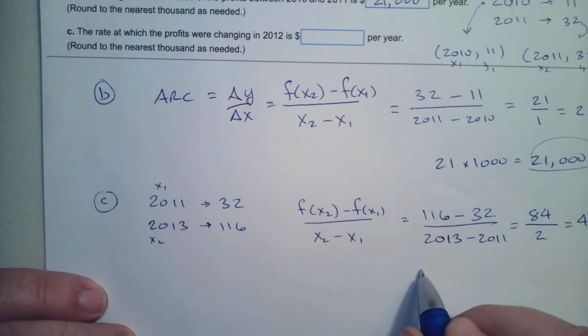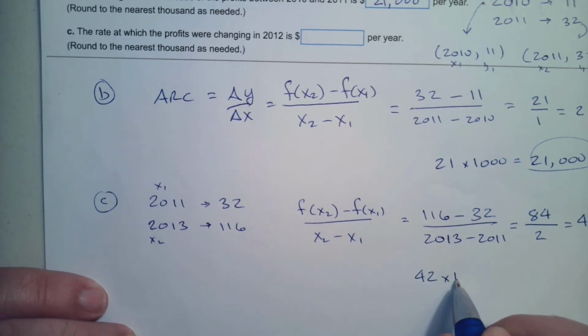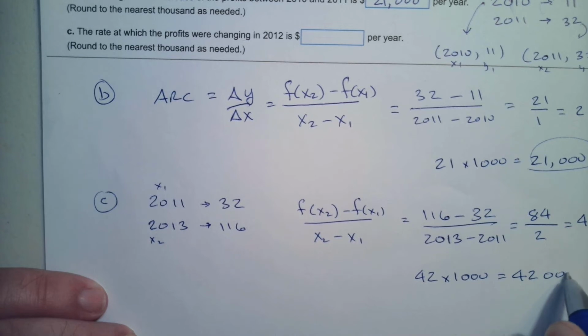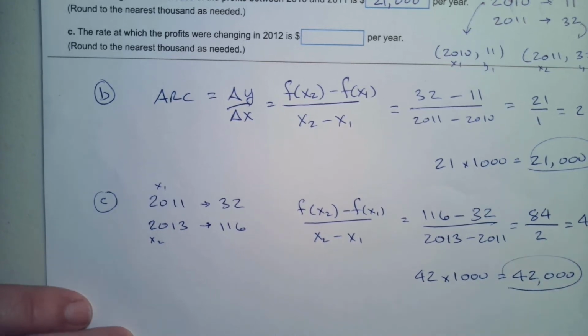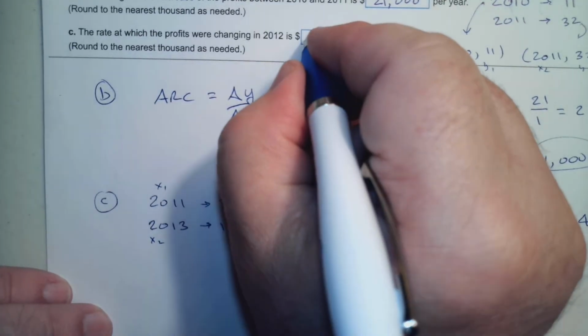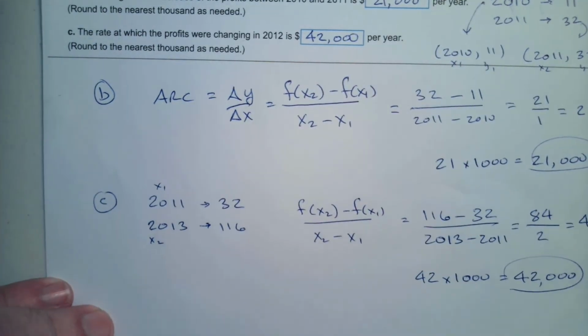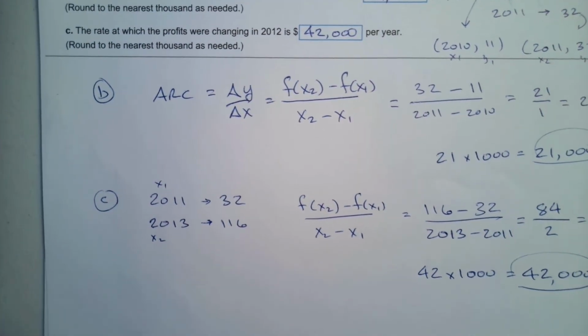So the profits are changing at 42,000. All right, so far so good.